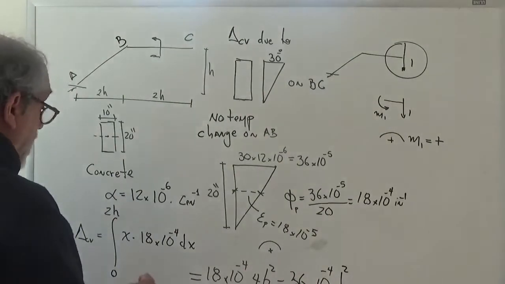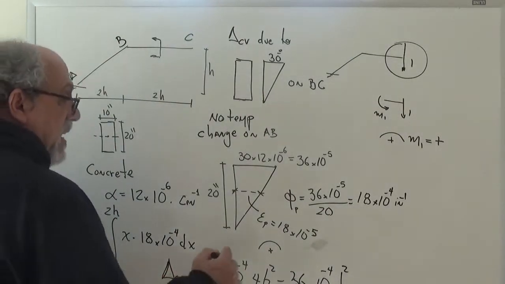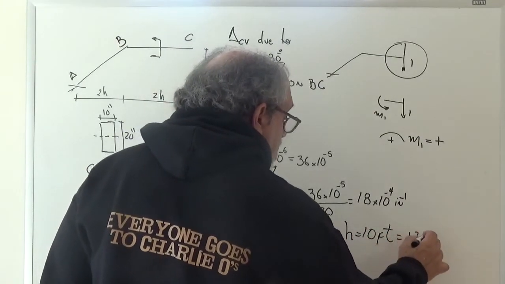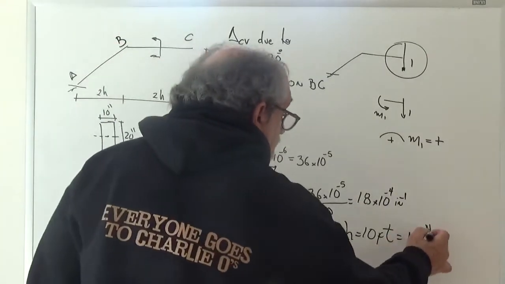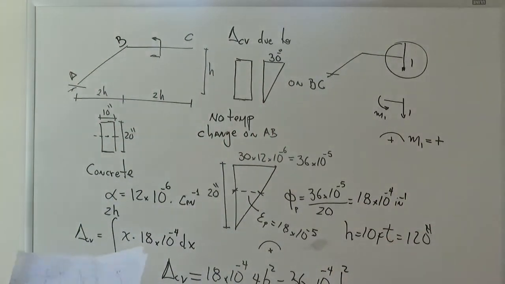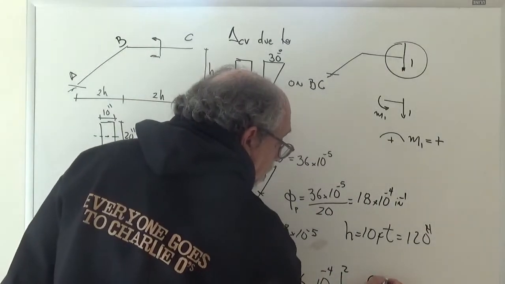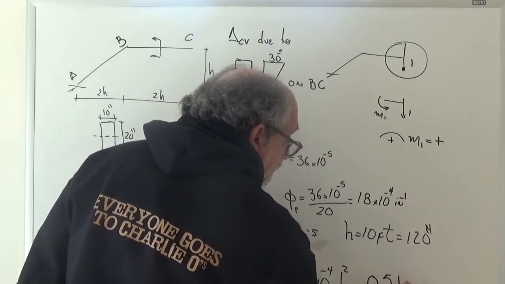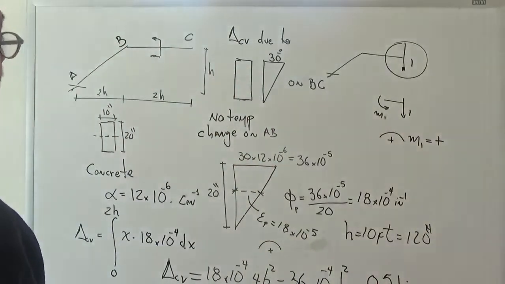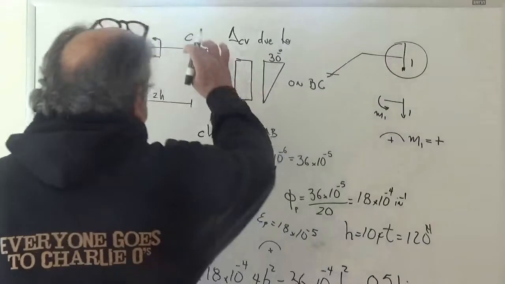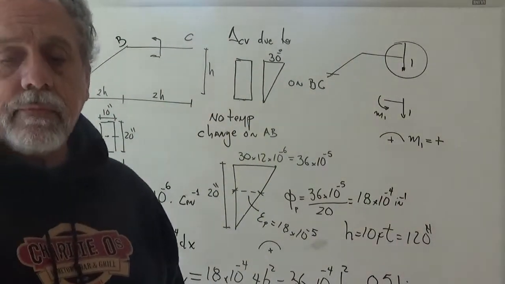Now to get an actual number, let's say that h is equal to 10 feet or 120 inches. So if you plug in 120 inches in there and you do the computation, this comes out to be 0.51 inches. So actually you get, with 30 degrees centigrade heating on the top, a half inch moving up on the tip of this point, right? All right.